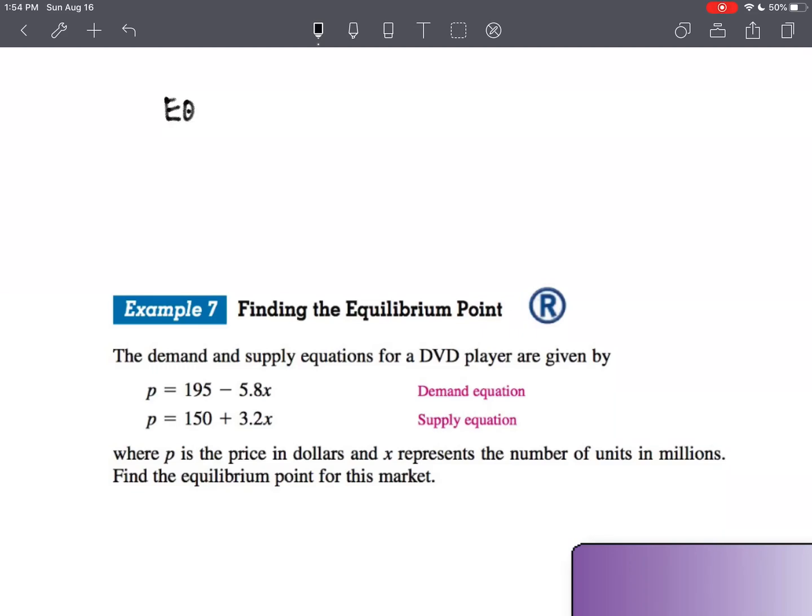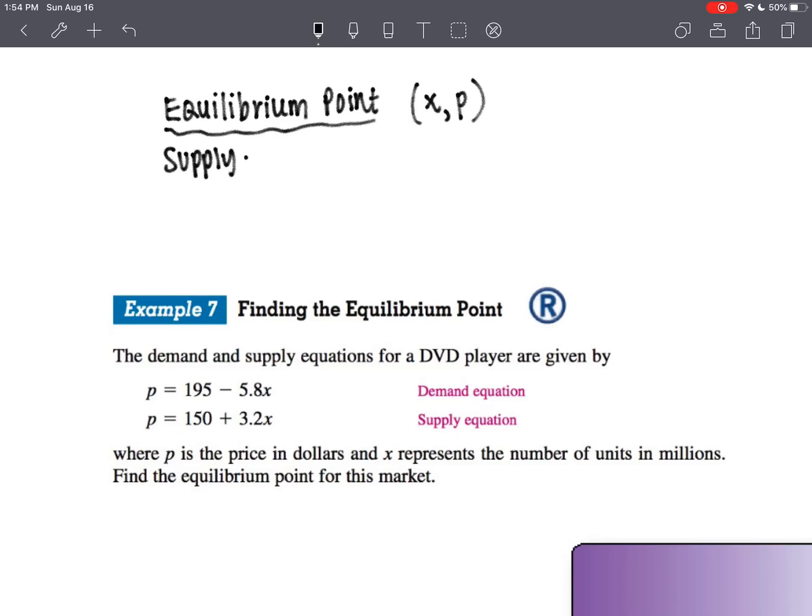Okay, the equilibrium point is going to be an ordered pair, x comma p. That ordered pair is going to come from the supply equation equaling the demand equation. So we're going to set these two equations equal to each other.